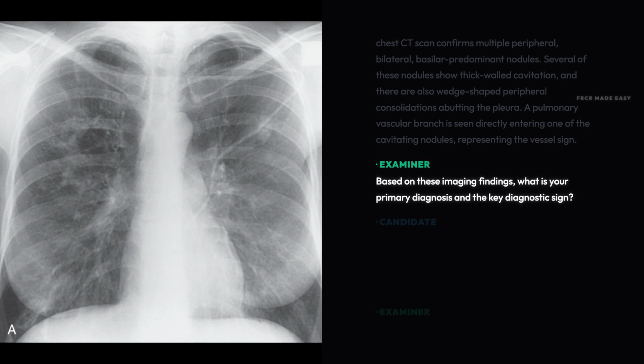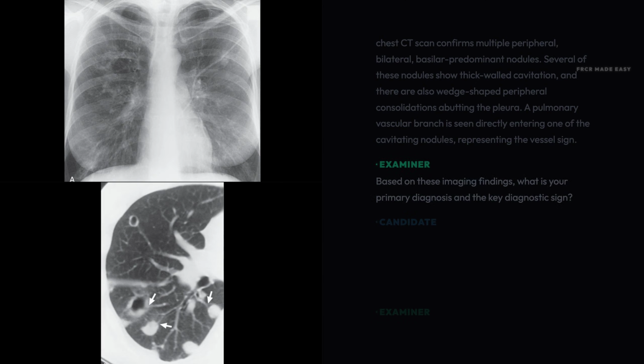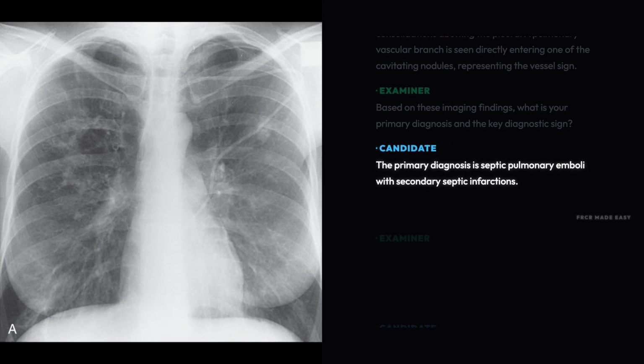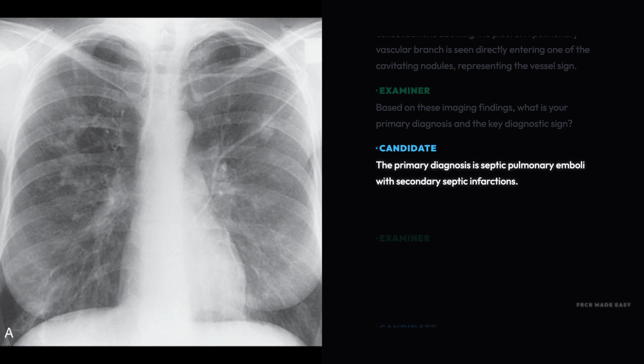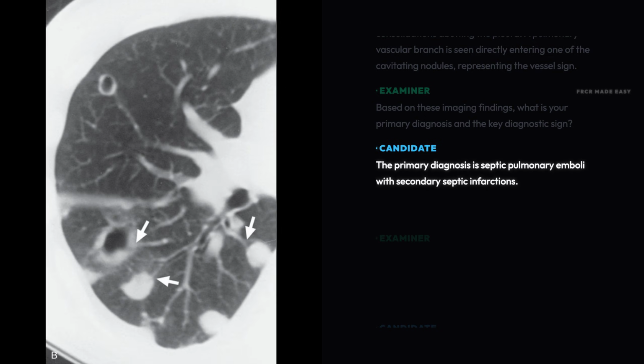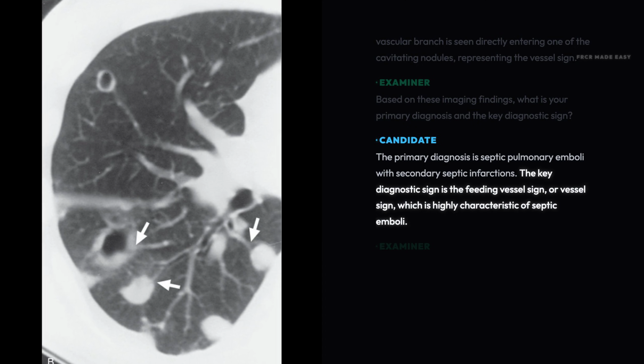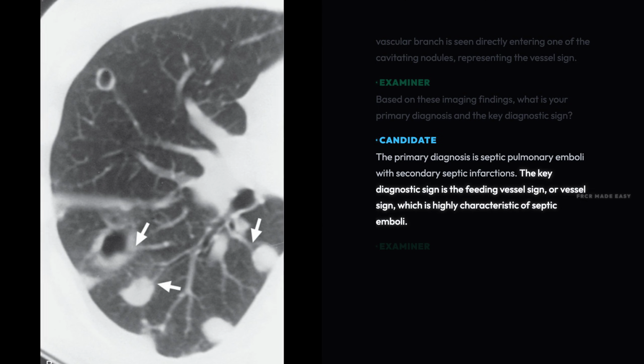Based on these imaging findings, what is your primary diagnosis and the key diagnostic sign? The primary diagnosis is septic pulmonary emboli with secondary septic infarctions. The key diagnostic sign is the feeding vessel sign, or vessel sign, which is highly characteristic of septic emboli.